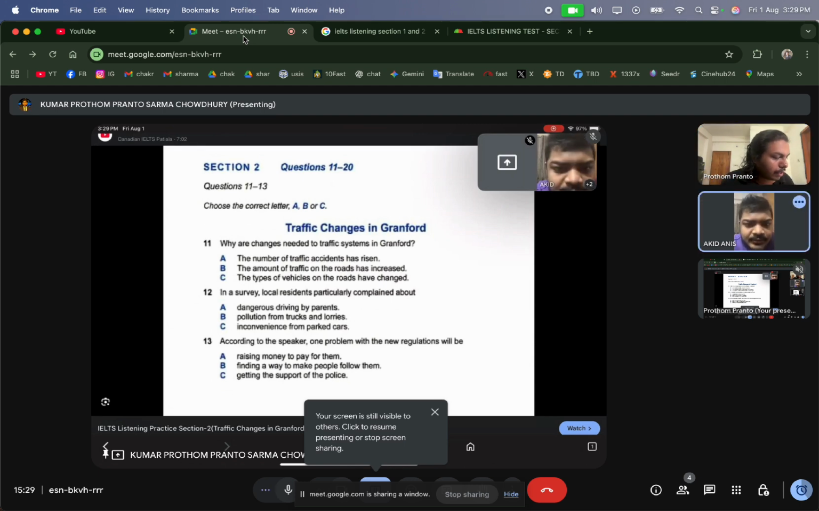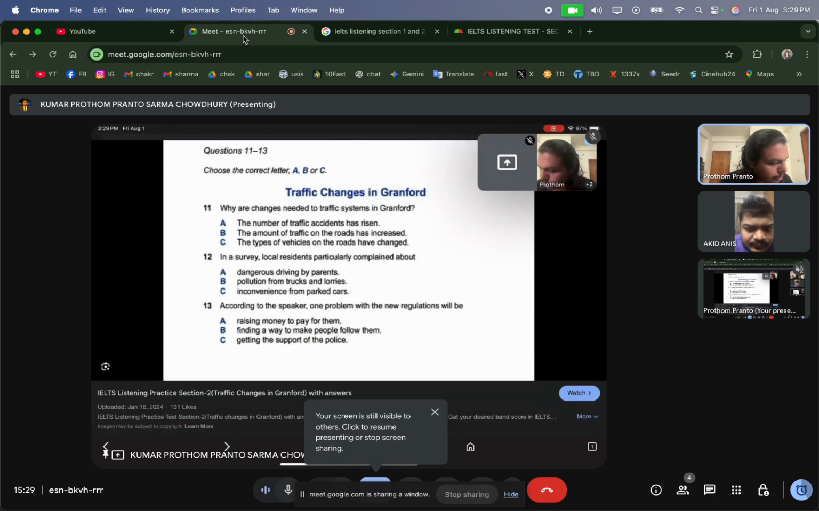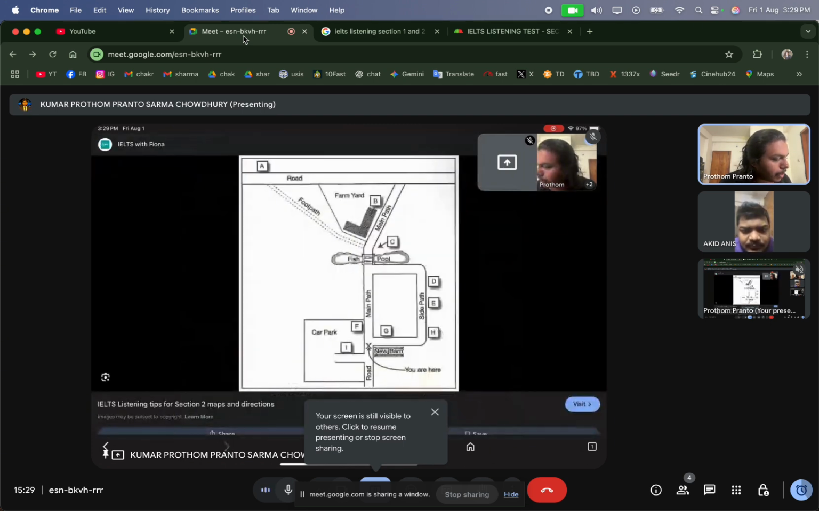Okay, so this is part one of section two. In part two, can you see a map? This can be a map of anything. This can be a map of a facility, a museum, anything, and you have to point out the name of a particular area. So what is this? What is C called?